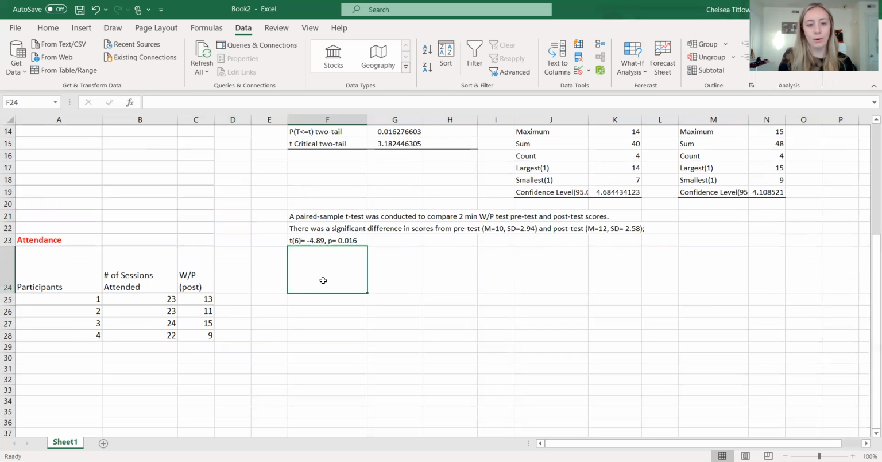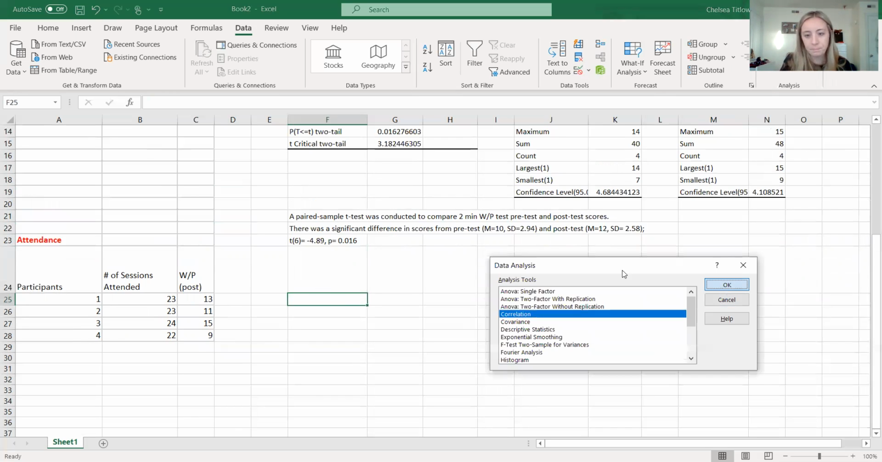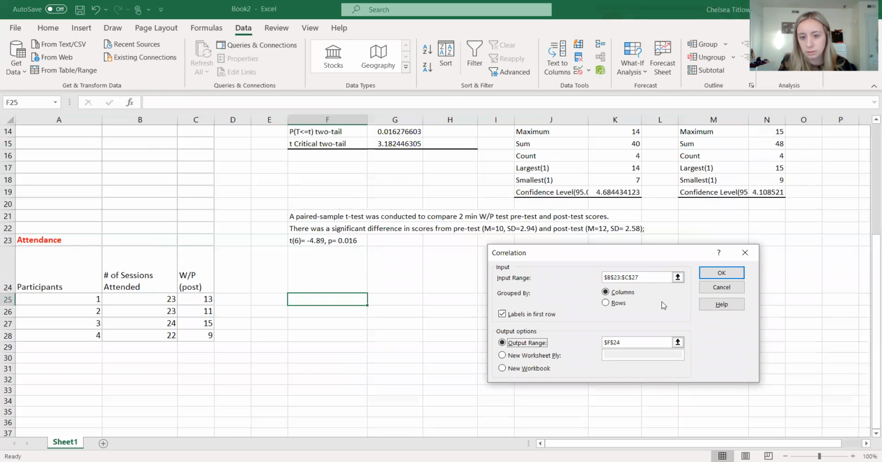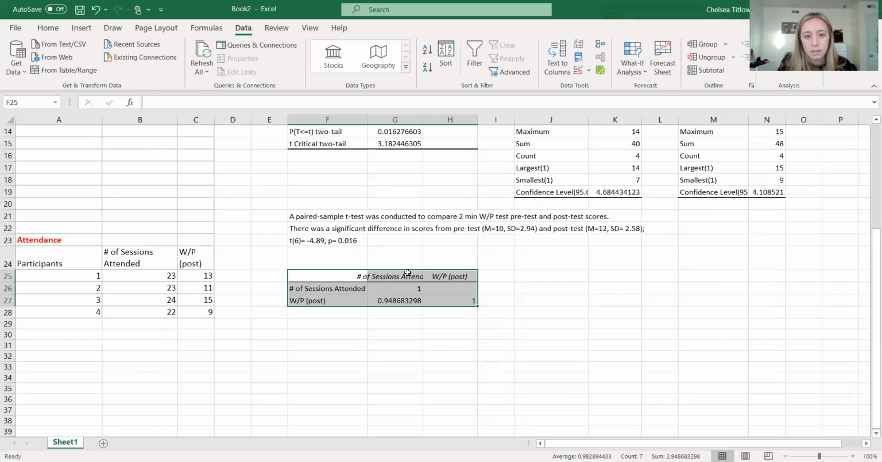Once again, we will go back to data analysis, and now we want to go to correlation. For this one, we want to highlight both columns and then make sure that columns is marked, labels are marked, and then for the output range, we'll put that right here. You can see that the correlation here is positive, so it does mean there's a positive correlation, but it does not necessarily mean it is statistically significant. So we have to run a regression analysis to find if it is significant.